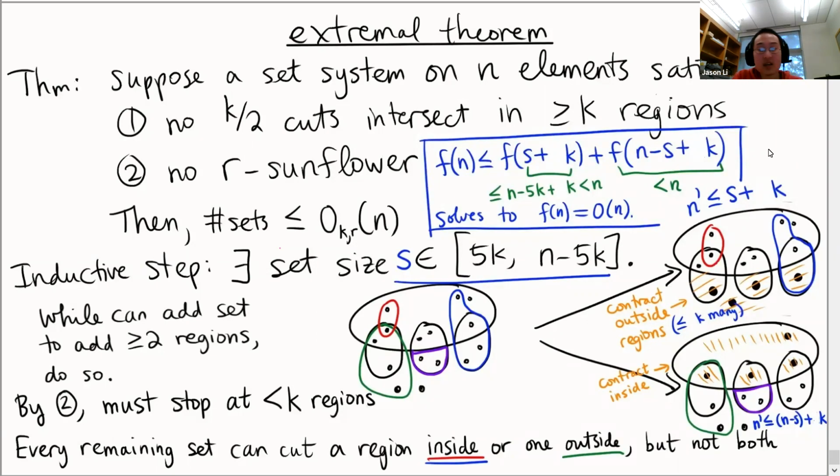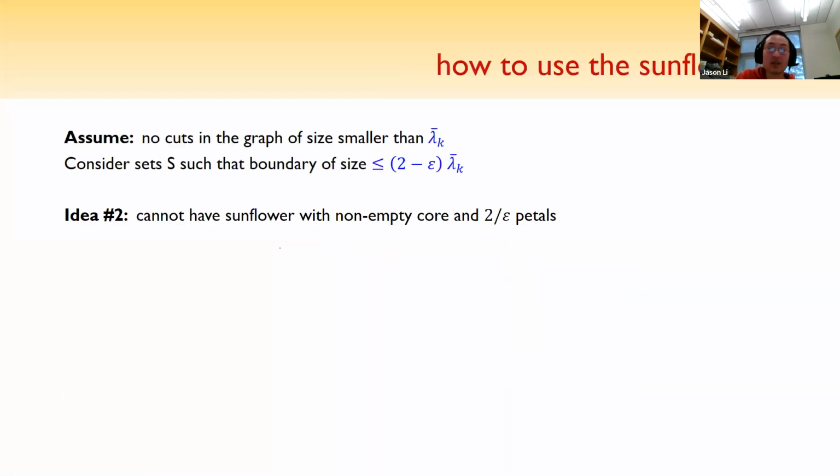Okay. So that concludes the extremal statement. So this shows that once we impose these two restrictions on a set system, we get a linear size set, and the set of small cuts exactly satisfies these two restrictions. So therefore, the number of small cuts is linear. So let's go back to here.